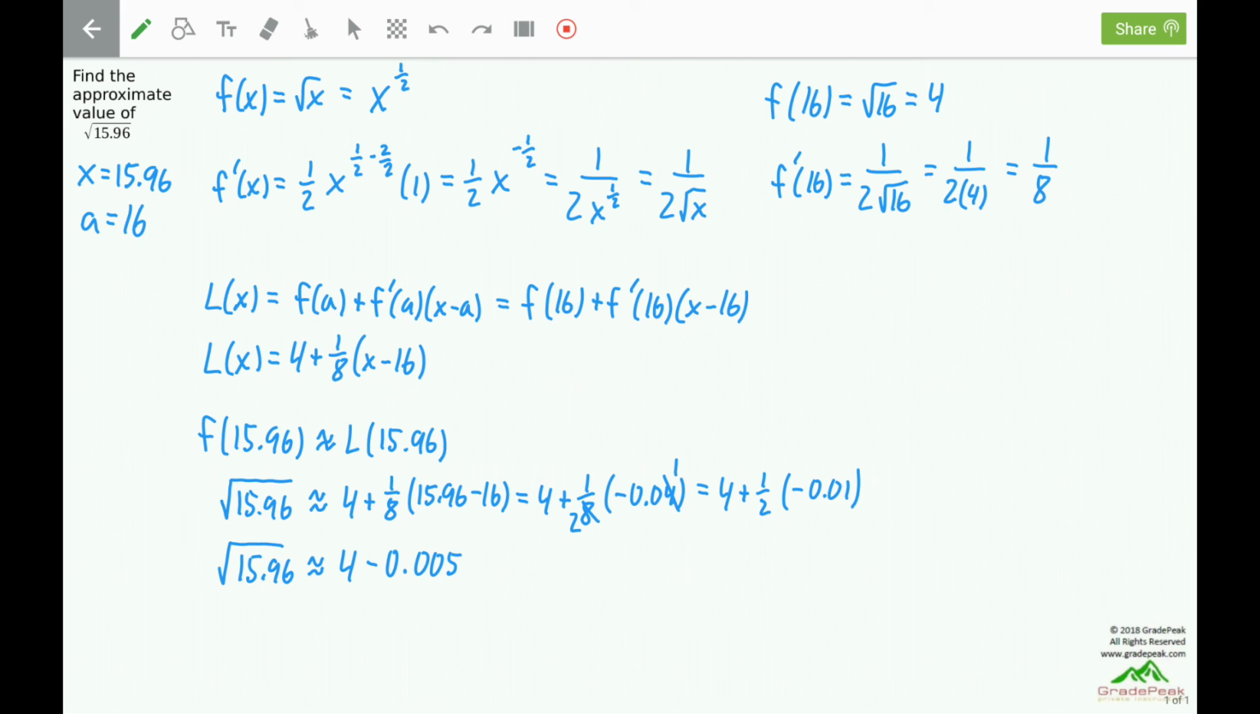Addition of a negative is equivalent to just subtraction. So the square root of 15.96 will be approximately equal to 4 minus 0.005, which is 3.995. And there's the approximate value of the square root of 15.96.